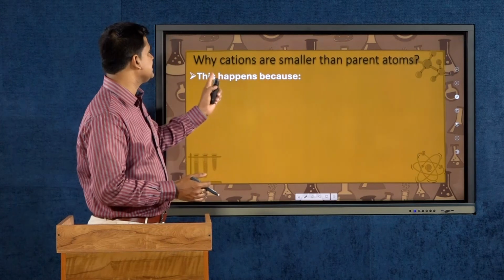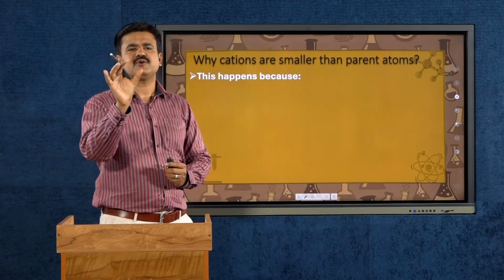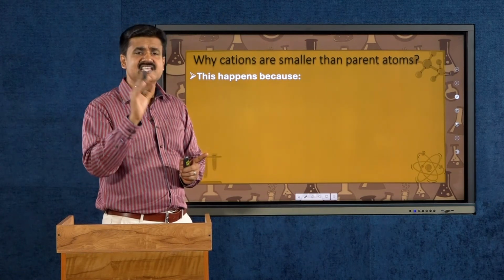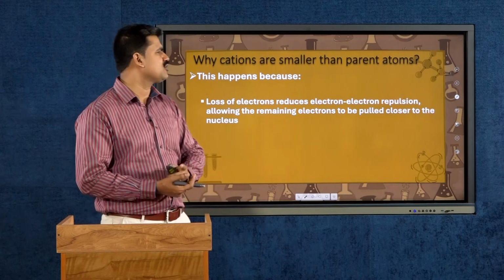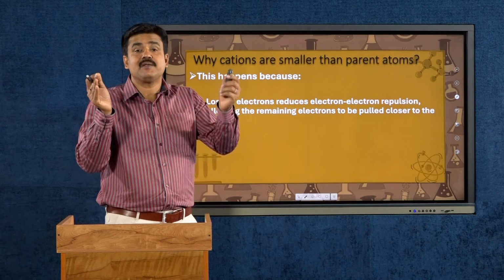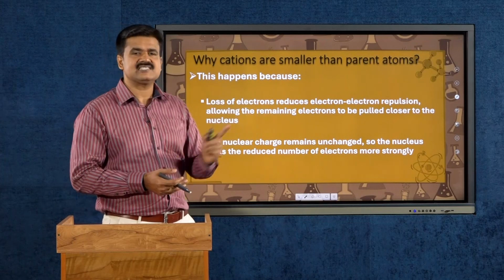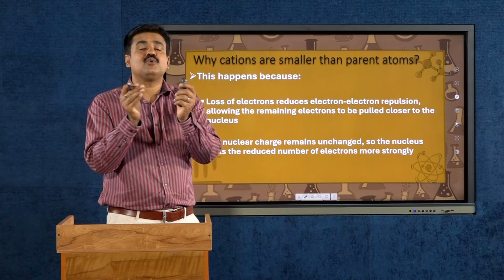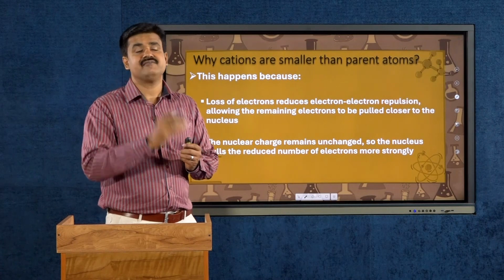Now the question arises, why are cations smaller than parent atoms? This you have to keep in your mind. Cations have a smaller size than their parent atom because of the following features. Loss of electron reduces electron-electron repulsion, allowing remaining electrons to be pulled closer to the nucleus. The nuclear charge remains unchanged. So, the nucleus pulls the reduced number of electrons more strongly towards itself, and hence the size of the cation is decreased when compared with an atom.